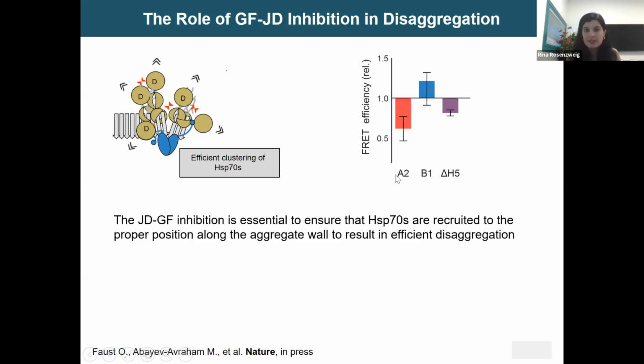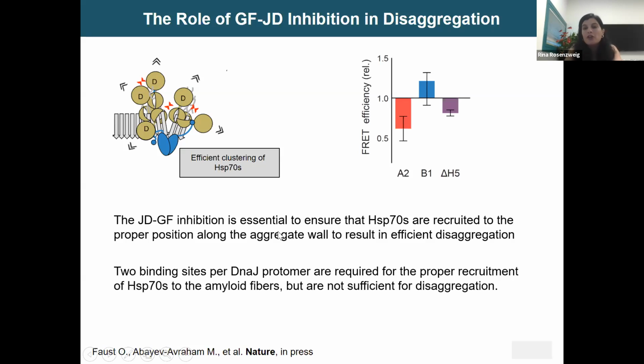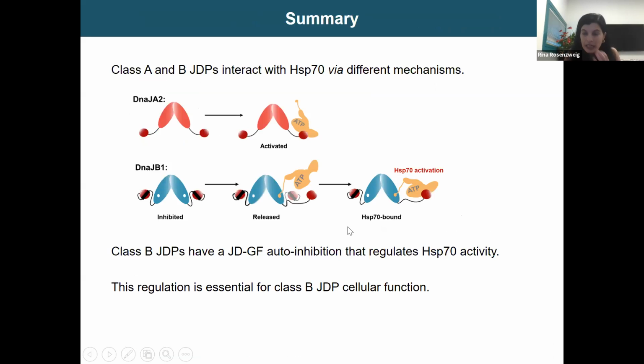So to summarize, we see that this GF inhibition is essential for protein disaggregation, and we think that it is needed to ensure that HSP70s are recruited to the proper position along the aggregate wall to result in efficient entropic pulling and disaggregation. We know that two binding sites per protomer are required for proper recruitment of HSP70s to the amyloid fibers, but the presence of the two binding sites is not sufficient for disaggregation.